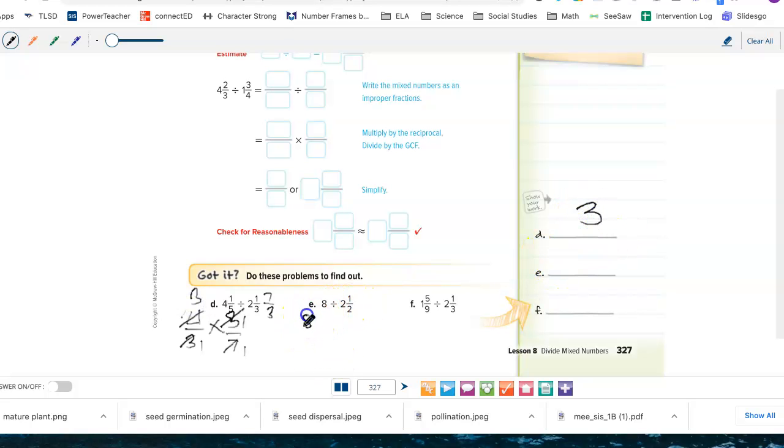I will keep 8/1. I will change division to multiplication. This is going to be 5/2. Upside down or flipped is 2/5. So when I multiply across, I get 16/5. That's improper, so I'll put it back into a mixed number. That gets me to 15. I need to get to 16, so I'll add 1 more, so 3 1/5.